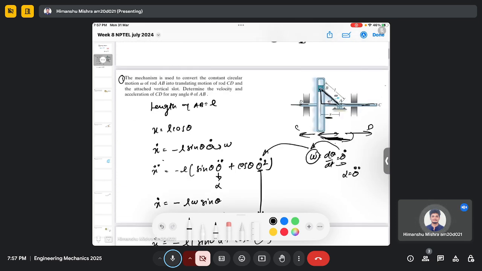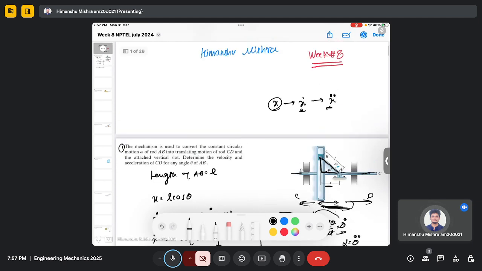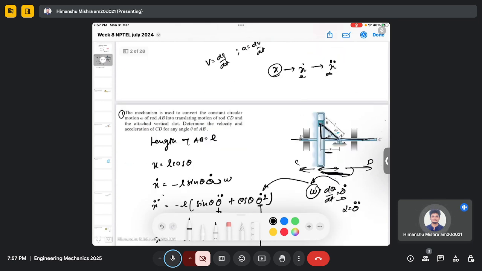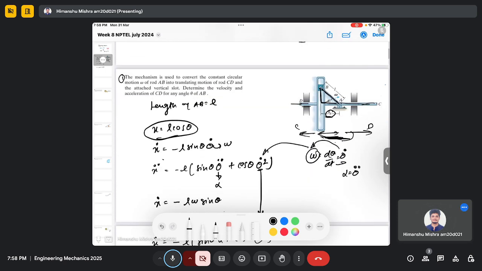So it was a simple exercise of differentiating x with respect to time, and it is pretty much the same concept that we used previously. For example, velocity is the rate of change of displacement, and acceleration is the rate of change of velocity. So in order to calculate the velocity and acceleration of CD, we need to have x. Once you get x, you take the time derivative of it to get the velocity of CD.